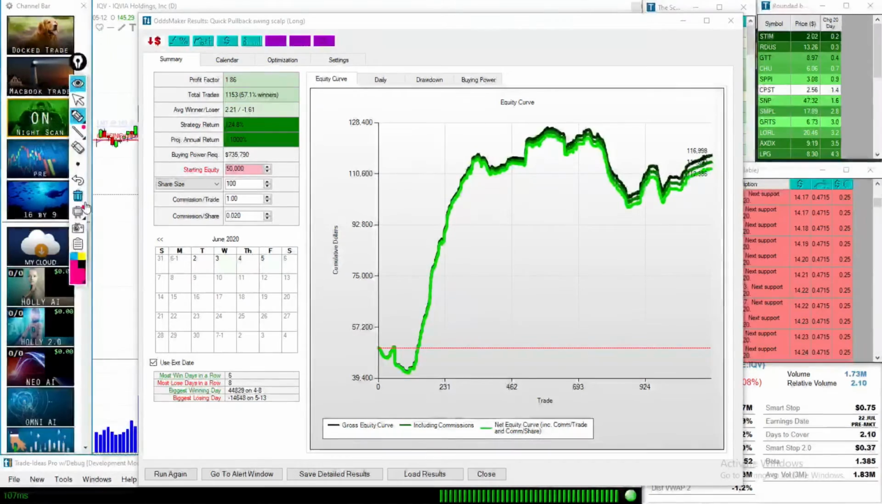Again, the point of this was to show you that you can go into the system, and I don't expect you to do this anytime soon, but if you have an idea, you can test it to say, okay, is this something I'd want to trade?